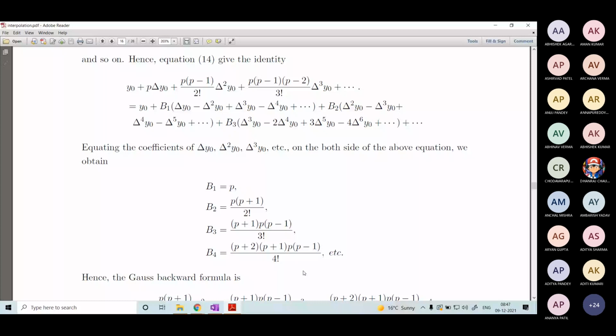So there will be a fine difference between the Gauss forward formula and the Gauss backward formula. Let us see. B0, what was B1 in the Gauss forward formula? P. What was G2? P into P minus 1. Here it is P into P plus 1. What was G3? Same. What was G4? Instead of P plus 2, it was P minus 2. So you see almost similar, only little differences will be there in the coefficients. So I am not going into details.